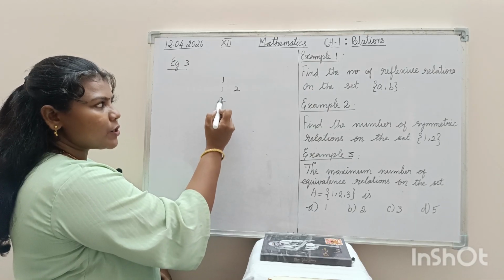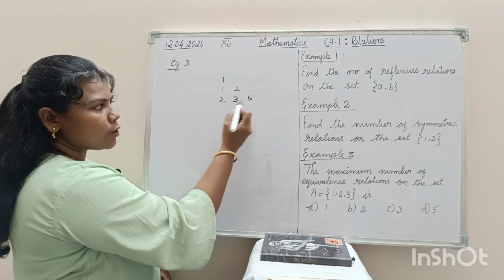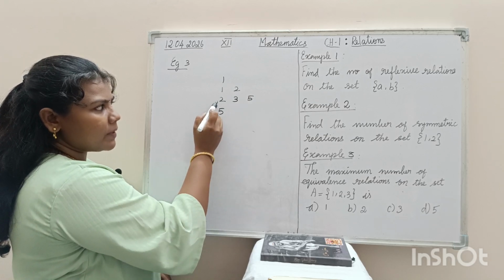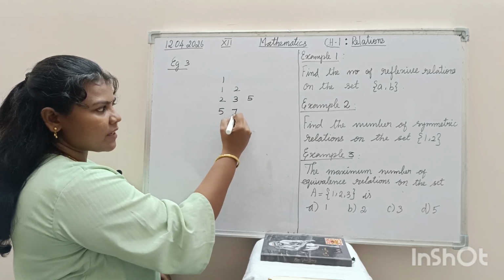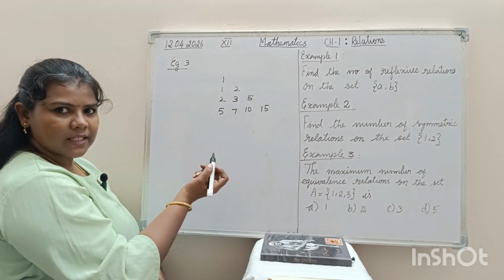Now you have to add these two numbers. 2 plus 1 is 3. Add these two numbers and write here 5. Then copy this number 5. Add the number with the above number. 5 plus 2 is 7. 7 plus 3 is 10. 10 plus 5 is 15. What is this?